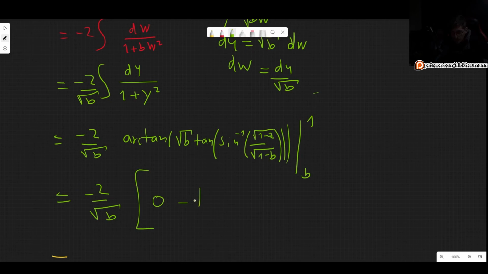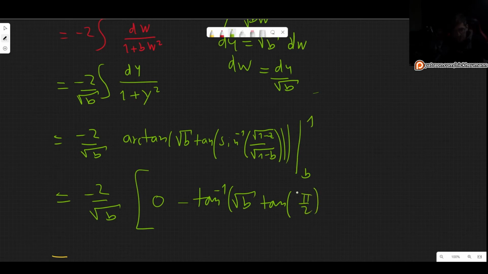Then we have minus the second limit, so arctangent of the square root of b times the tangent of, and now we have the arc sine of this thing. So we have arcsine of square root of 1 minus b over 1 minus b, so 1. And the arcsine of 1 is pi over 2.